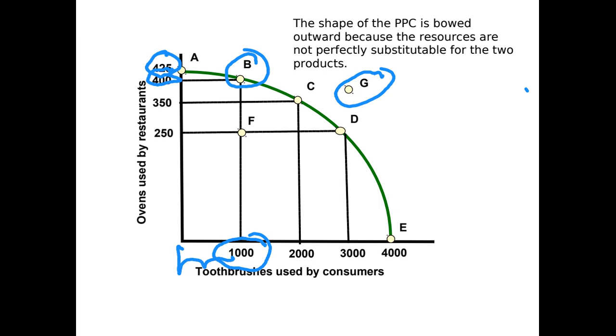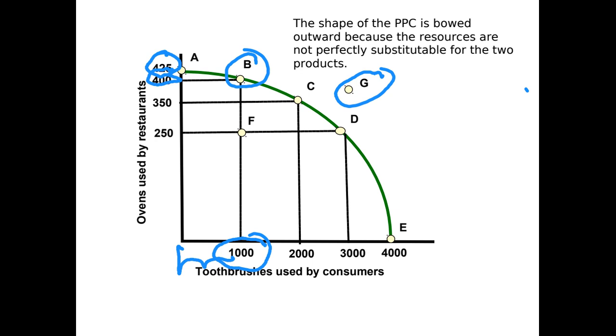Why 25 ovens? Because you are producing 25 fewer ovens. If you were not producing any toothbrushes, you would be producing 425. But since you are producing 1,000, you have to reduce the production of ovens from 425 to 400. So the difference is 25 ovens.